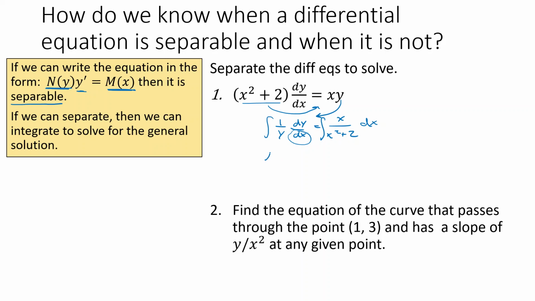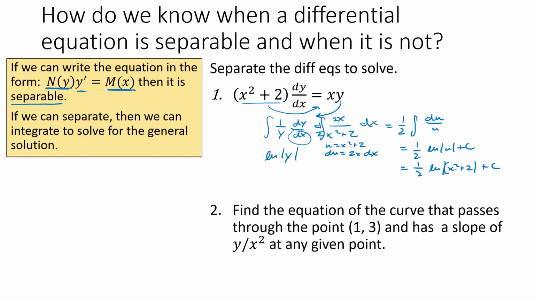All right, so over here we get the ln, the absolute value of y. Over here we do some substitution. u would be x squared plus 2. du would be 2x dx. So we need a 2 and a 1/2 out front. So we'd have 1/2 the integral of du over u. So we'd get 1/2 the ln of the absolute value of u, plus c, I guess. And then we go back and we have 1/2 the ln, the absolute value of x squared plus 2, plus c. We'd notice that this is always positive, so we don't really need the absolute value there.